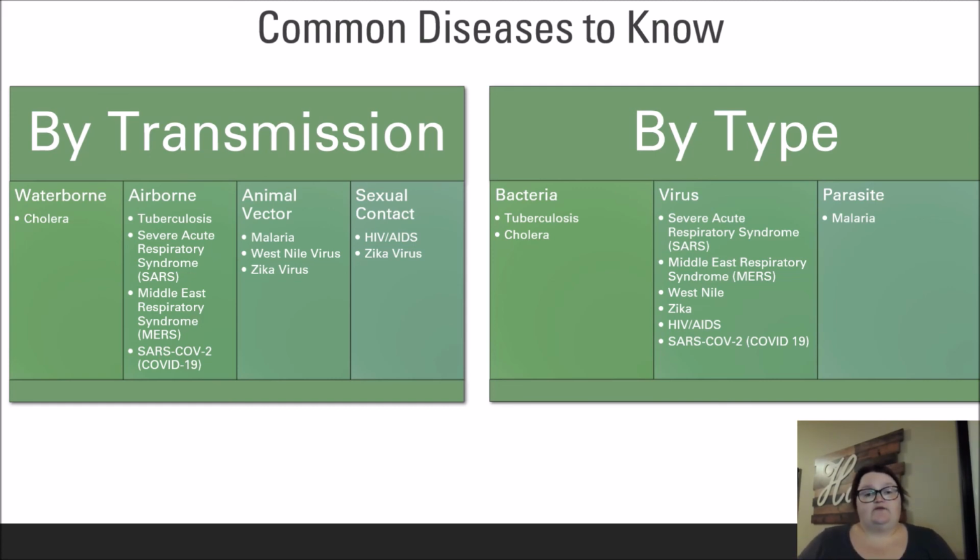Additionally, the majority of diseases we come into contact with are considered highly infectious viral diseases. It is also important to note that the diseases that are bacterial or parasitic are almost exclusively waterborne or animal vector transmitted, as these pathogens have very different considerations for survival than do non-living viruses. It is important for you to be familiar with these different kinds of diseases based on their transmission and their type.